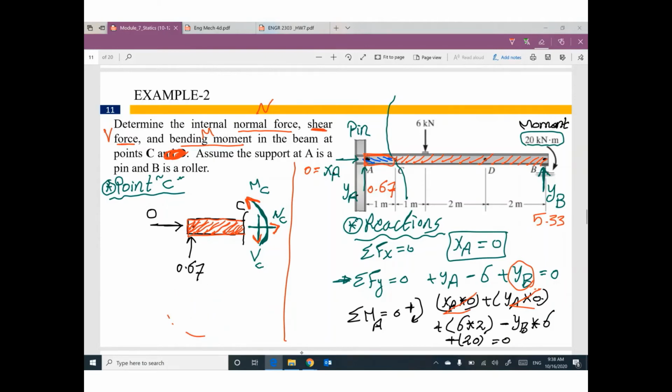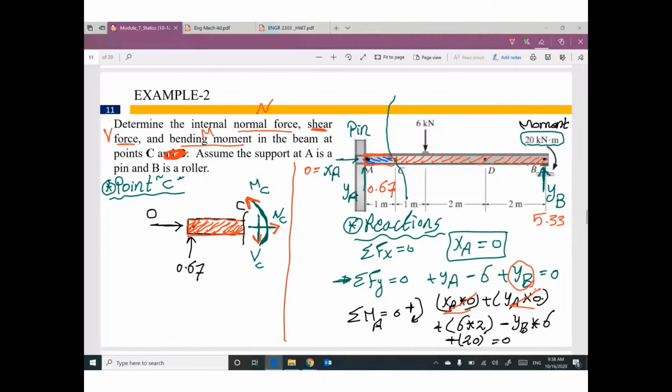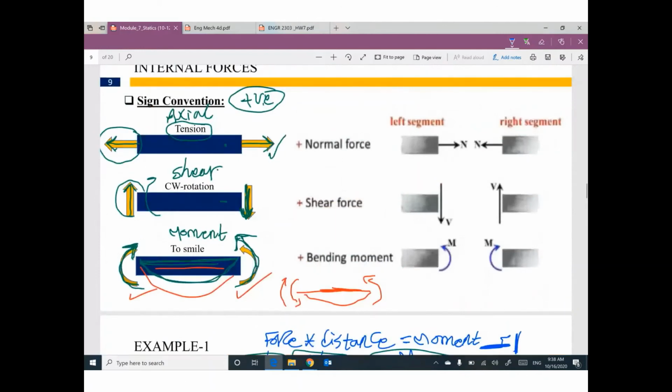So after you are done with the reactions, the following steps are: first, we need to make a cut. Second, we need to decide which part, this part or this part. Third, we need to put the positive directions of the internal forces. You have to follow the sign convention. Your normal must make tension. Your shear must cause clockwise rotation. Your moment would like to make the investigated member smile.